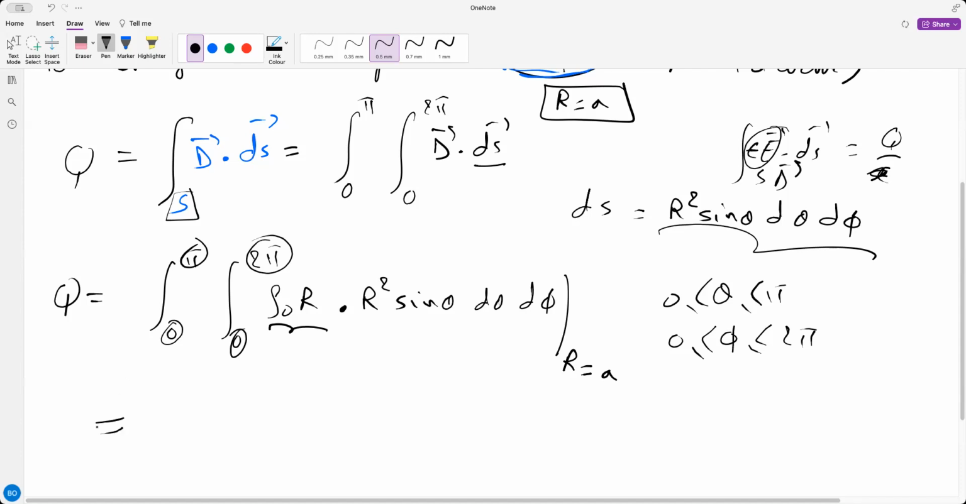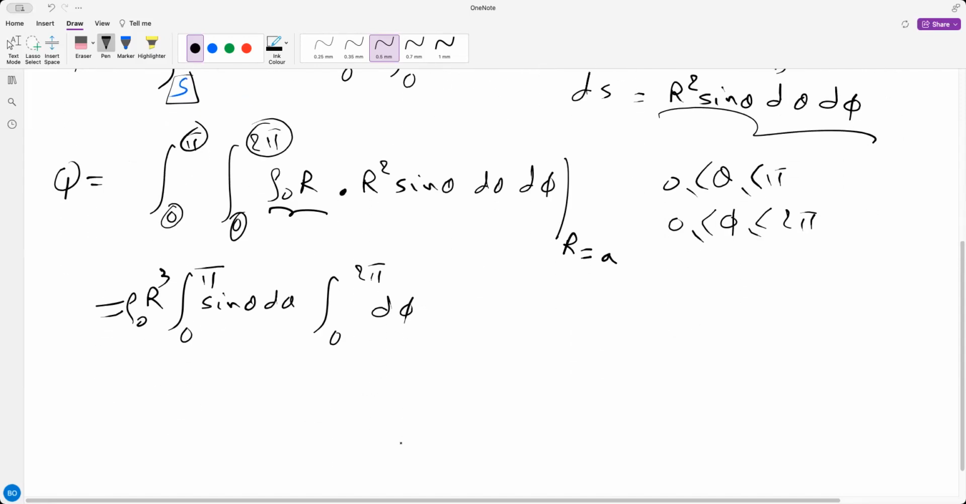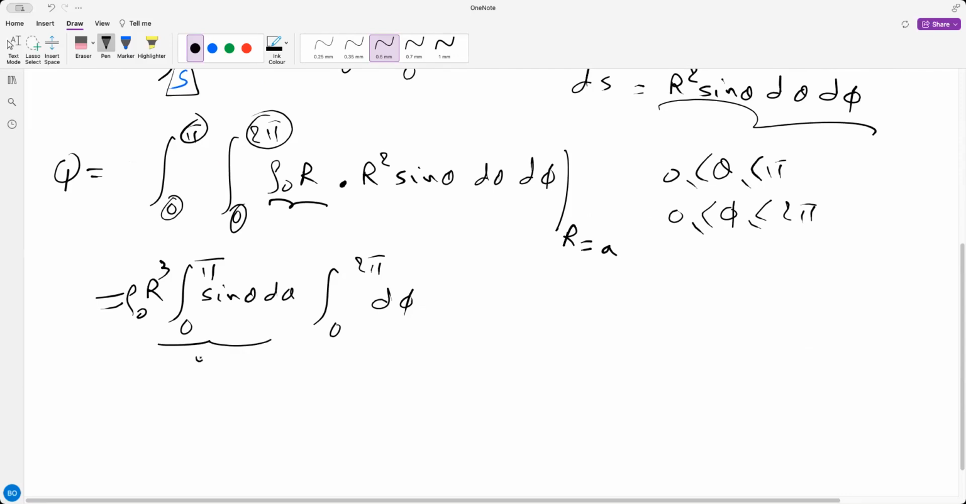Okay, so this will give you the integral from 0 to pi, of course, of r cubed. I can take it out, and rho 0 also, which is a constant, r cubed, sine theta d theta, and then the integral from 0 to 2 pi d phi. Obviously here you can easily check that it's equal to 2, because it gives you cosine pi. So this will give you 2 rho 0 r cubed, and this will give you 2 pi times 2 pi. So it will give you 4 pi rho 0, and r is equal to a, so it's a cubed. This is the total charge. Okay.